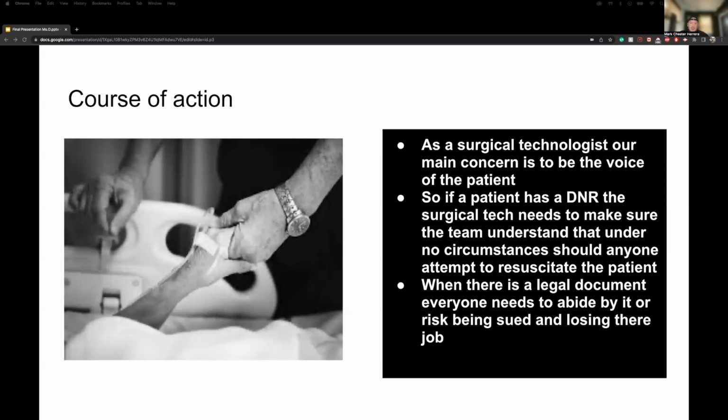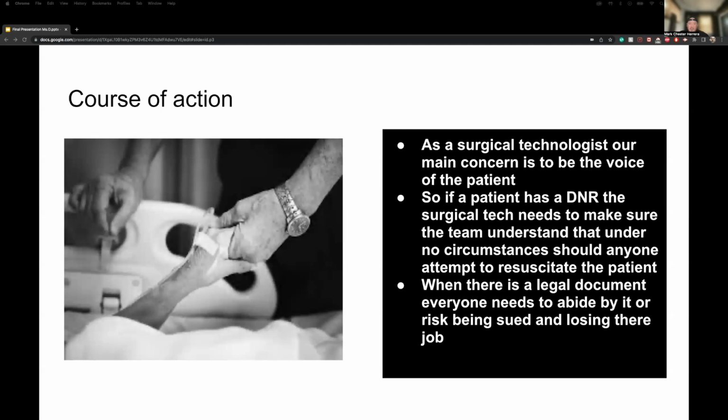Although it can be emotionally and professionally challenging for the surgical team, it is important to remember that they have upheld the patient's right to make decisions about their own medical care. It is crucial to approach each situation with empathy, compassion, and commitment to upholding the patient's rights and wishes.